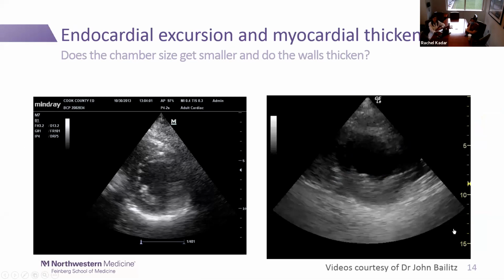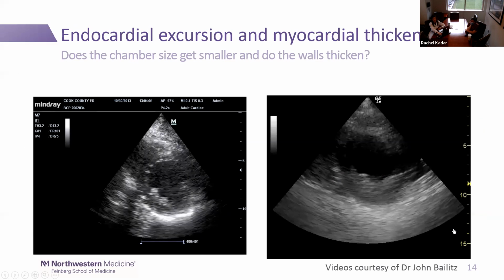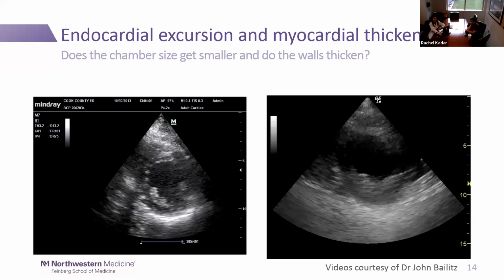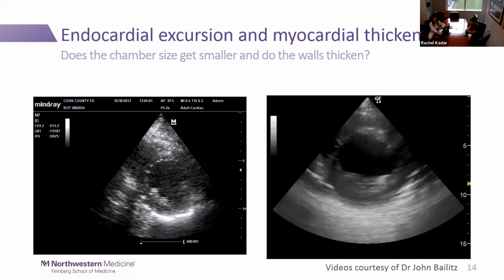We're going to take a look at some more videos. First one is endocardial excursion and myocardial thickening. So I want you to watch both videos and ask yourself, does the chamber size get smaller and do the walls thicken? And estimate what you would call each ejection fraction. So there's our video on the left. And then here on the right.